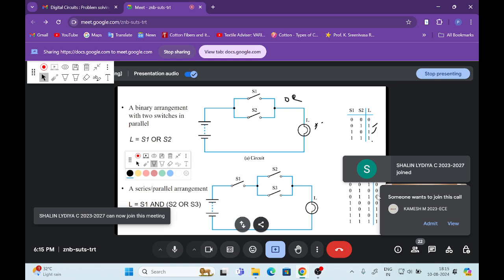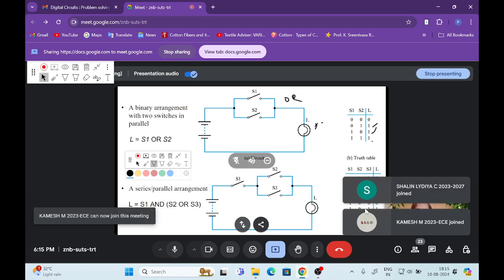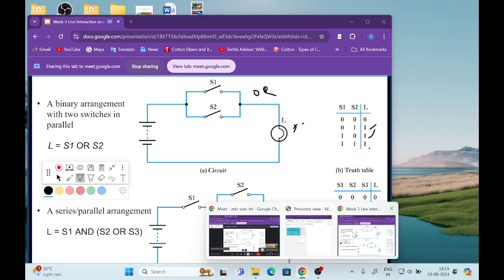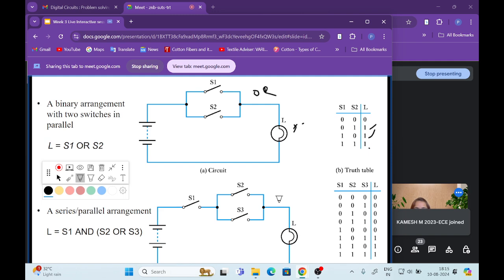And another one, the series-parallel connection, where we are utilizing both AND and OR. So this is a binary representation of the series and parallel connection, and this one is a truth table. Here we are using three switches, so three variables, and three combinations we need to represent.